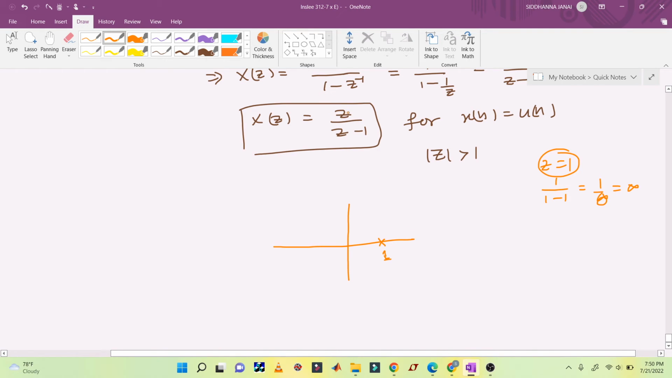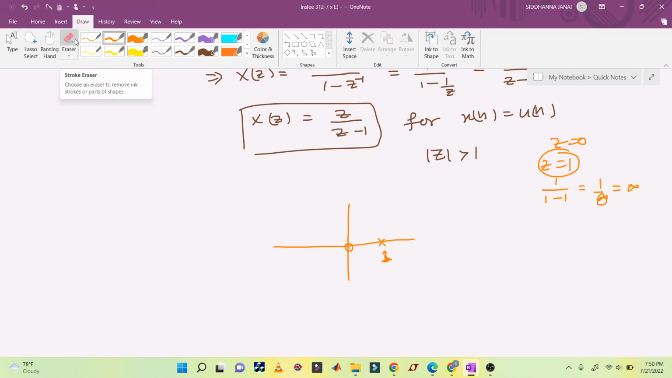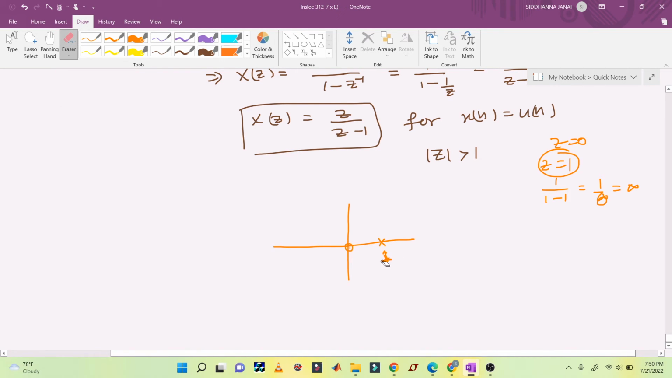And where is my zero? If you substitute z is equal to 0, there exists a zero, that is X of z will be 0. That's why we have a zero here. So this is the zero and this is one pole at value 1. So this is the pole and this is the zero.